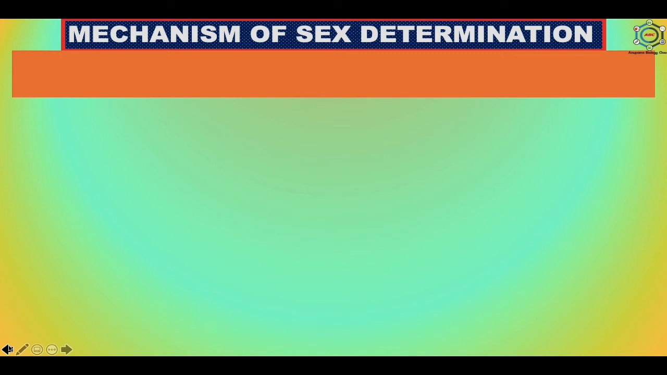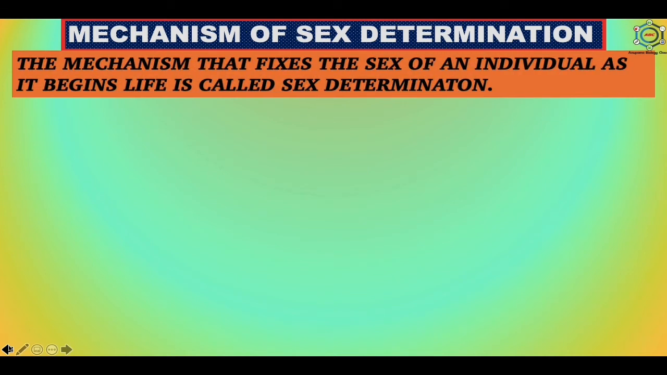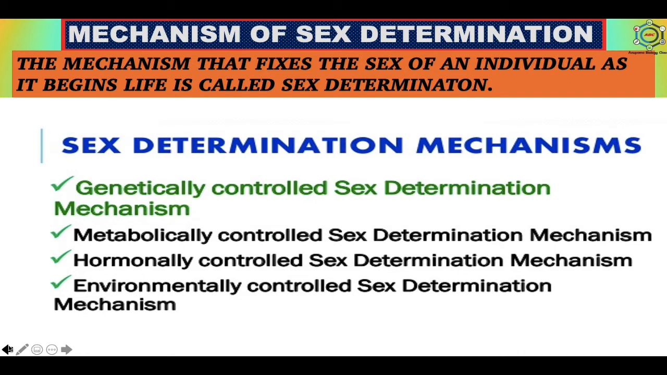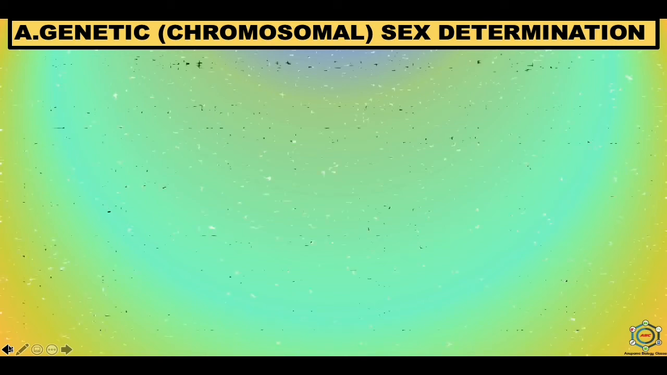Now, after this, the mechanism of sex determination. The mechanism that fixes the sex of an individual as it begins life is called sex determination. Here there are different types of mechanisms: genetically controlled, metabolically controlled, hormonally controlled, and environmentally controlled sex determination mechanisms, in which the first one is genetic or chromosomal sex determination.